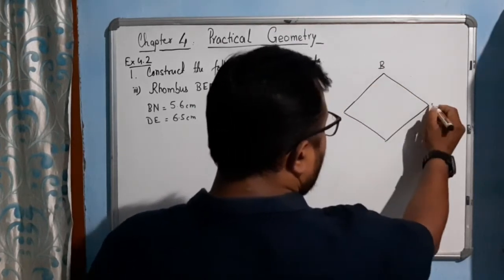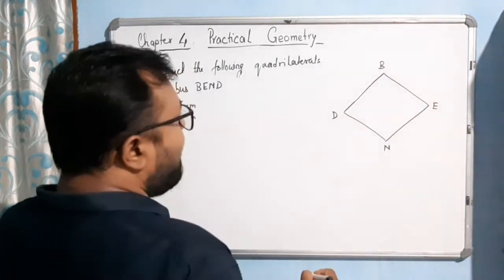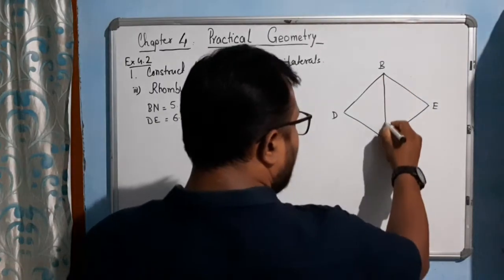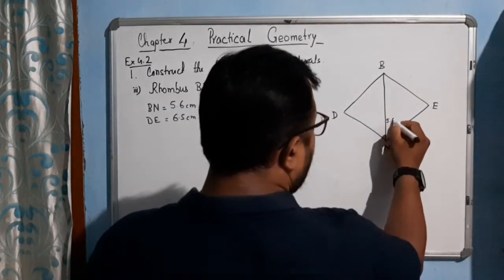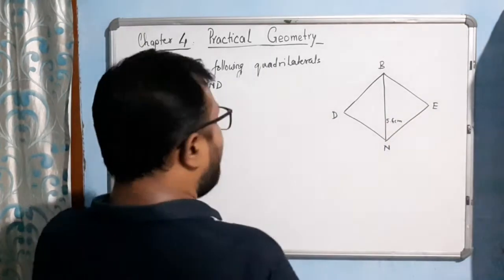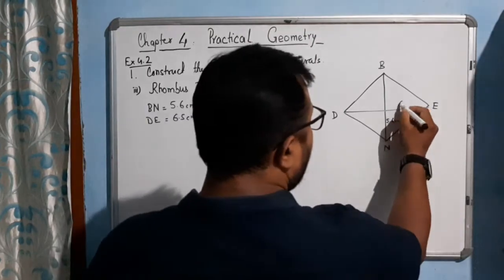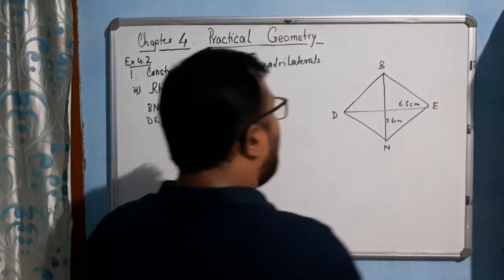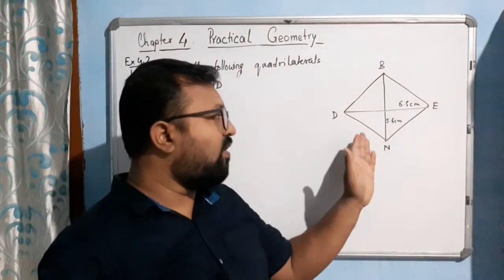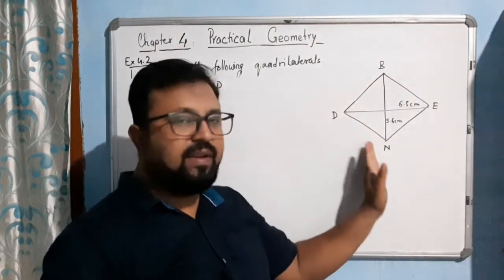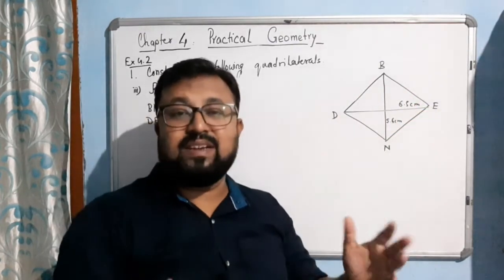So BEND. Here BN, this diagonal, is 5.6 centimeter. This is given. And DE, this diagonal, is given how much? 6.5. So how will we construct now? See, in this figure we have only the measurements of the diagonals and there is no measurement of the side given. So how will we start our construction?